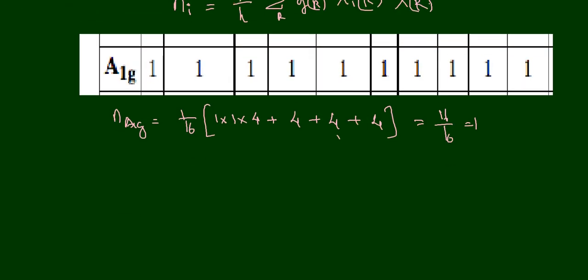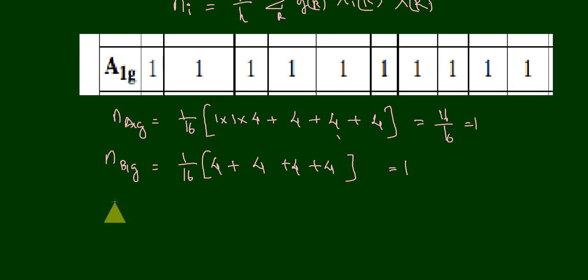n B1g. Okay, n B1g is equal to, you can calculate in the same way, 1 divided by 16 into 4 plus 4 plus 4 plus 4. Okay, that is equal to 16 by 16, that is equal to 1. So n B1g is equal to 1.